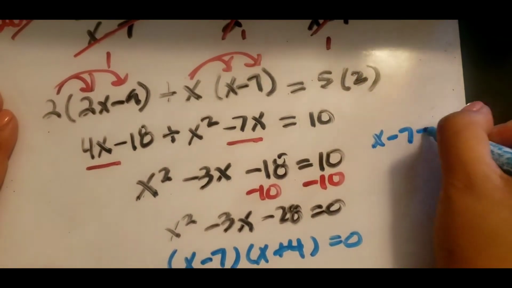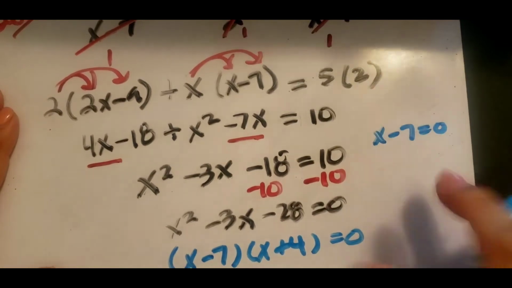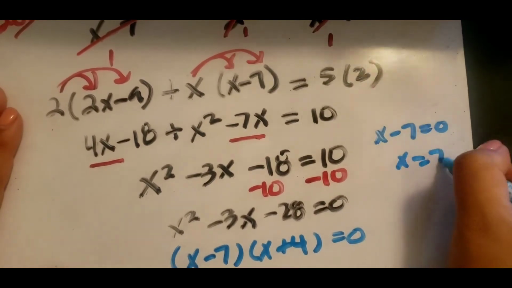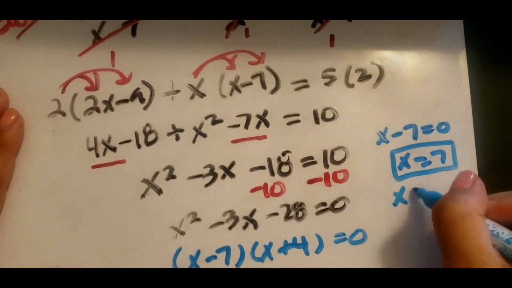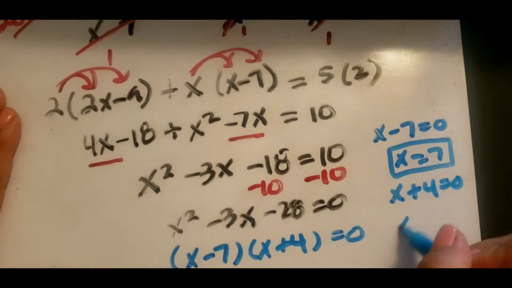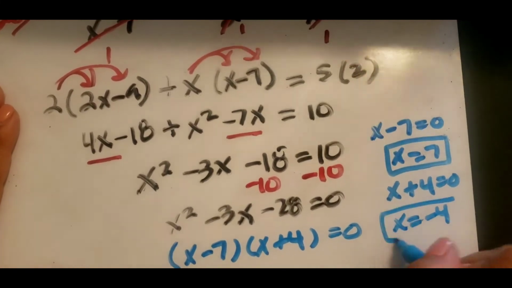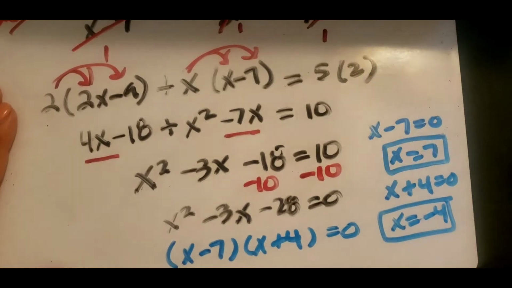So x minus 7 equals 0, which many of you could do with mental math. So you end up with x equals 7. And then x plus 4 equals 0, and then x equals negative 4. So those are our two solutions.